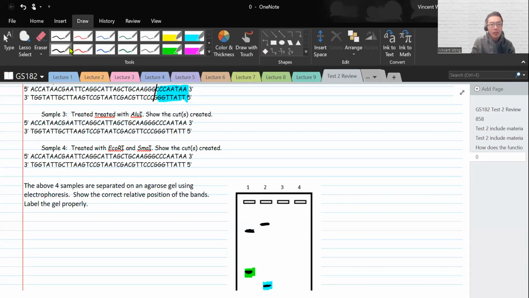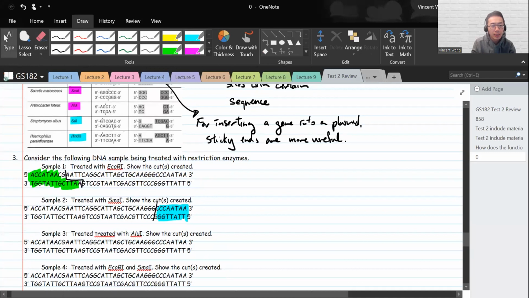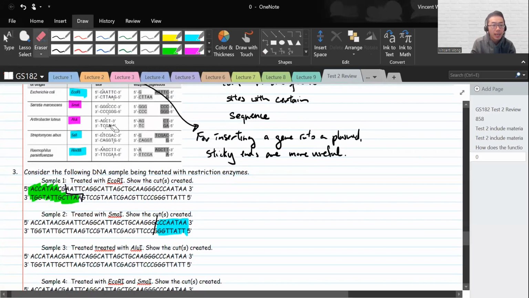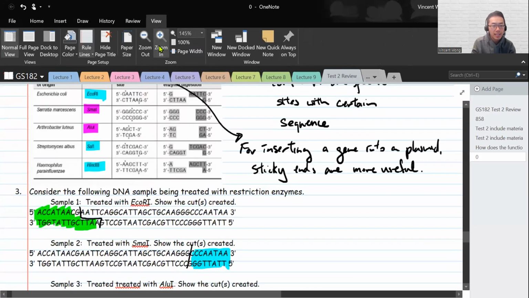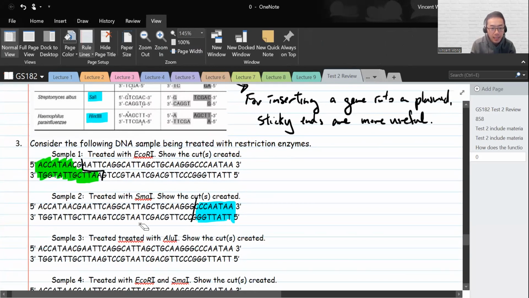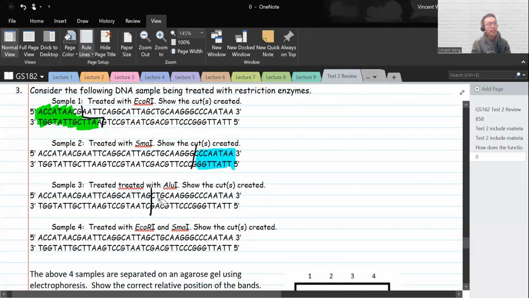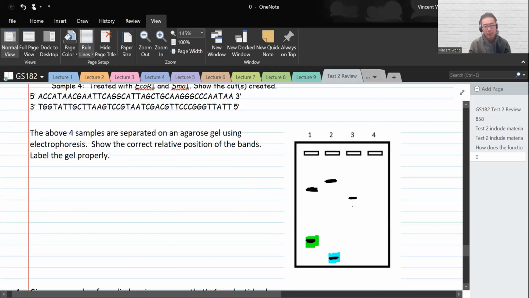Next, if you treat it with ALU1, what is ALU1? ALU1 is going to recognize AGCT here. I think there's only one AGCT somewhere here. AGCT, yep, there it is. It's going to cut right there. So you have two cuts, and they're roughly the same size. Maybe one is a little bit lower than the other. Definitely longer than the blue and the green, but definitely shorter than the other fragment, right? So I'm going to say it's somewhere here.